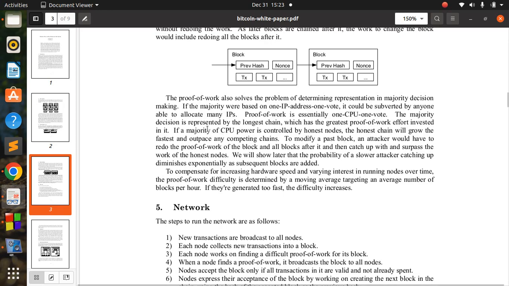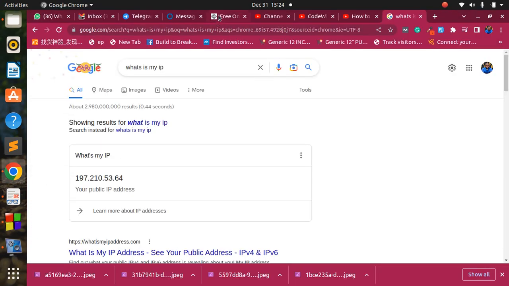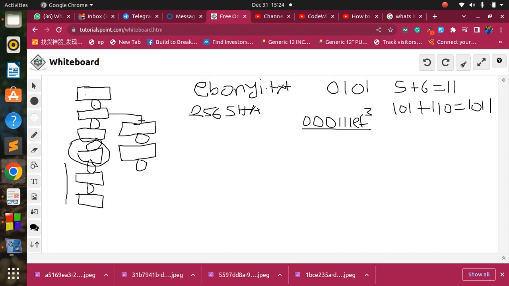The majority decision is represented by the longest chain, which has the greatest proof of work effort invested in it. If a majority of CPU power is controlled by honest nodes, the honest chain will grow the fastest and outpace any competing chains. To modify a past block, an attacker would have to redo the proof of work of the block and all the blocks after it, and then catch up with and surpass the work of the honest nodes. If they want to branch out a chain, they will have to redo a particular block and then redo all the other blocks.